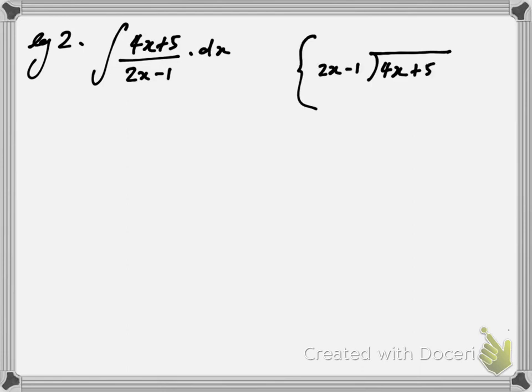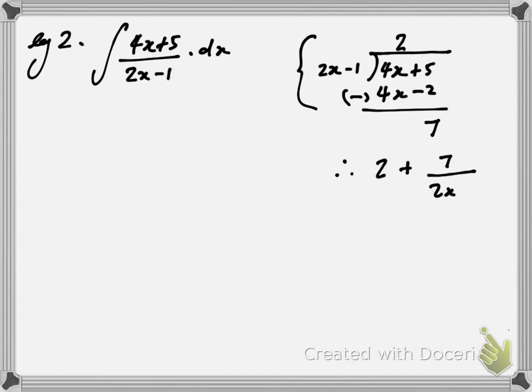and let's divide. So what multiplied by 2x will give you 4x? 2 times 2x is 4x. 2 times minus 1 is minus 2, and then you subtract. So you end up with 4x minus 4x is 0, and 5 minus minus 2 would be 7. Therefore, that function becomes the quotient, which is 2, plus the remainder, which is 7 over 2x minus 1. What this means is simply that 4x plus 5 over 2x minus 1 is equal to 2 plus 7 over 2x minus 1.